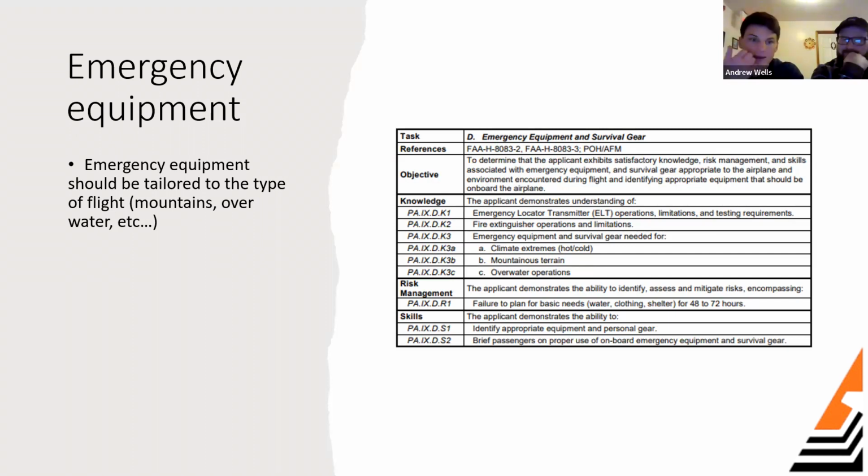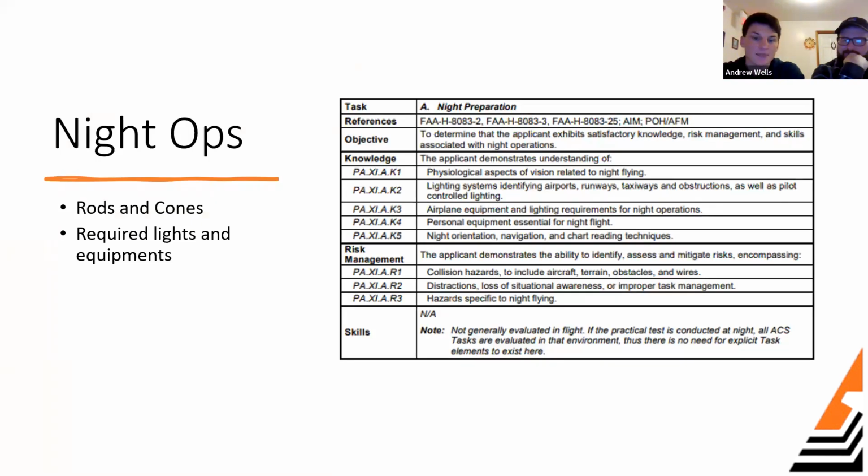The other thing is night operations, as we can see here, not generally evaluated in the flight portion, right? Your check ride isn't during the night. It'd be difficult to do your maneuvers during the nighttime. So maybe a little bit in oral. We talk a little bit in our nighttime webinar more about this, about our rods and cones, knowing when to use that bright light, when not to use that bright light.